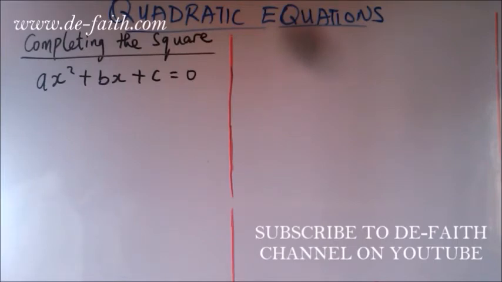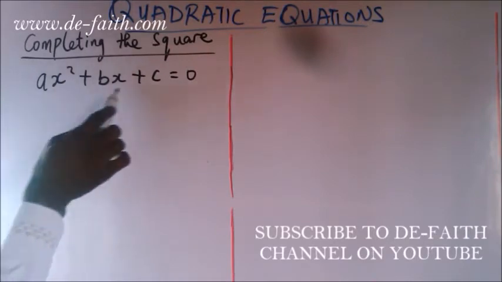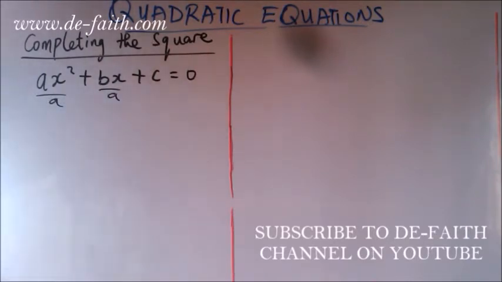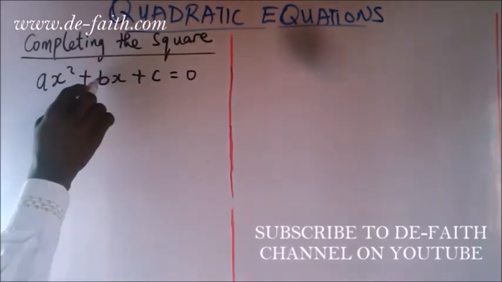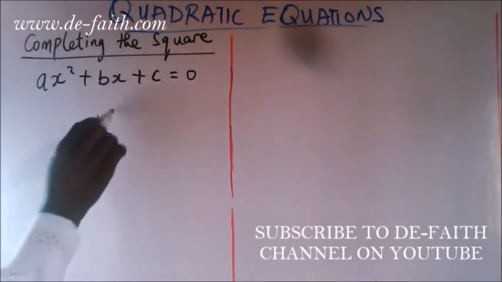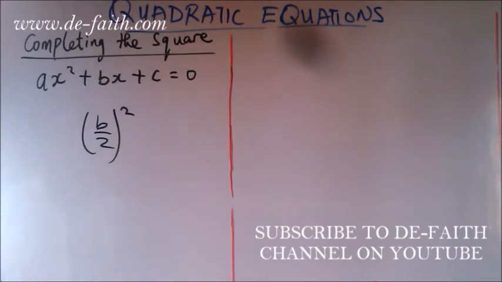Now, if it is a number more than 1, then what we may need to do is to divide through by this a. That is, divide this by a, divide this by a. That's if it is more than 1. But if it is 1, you don't need to divide by a. Next is the coefficient of x here, which is b. You divide the coefficient b by 2. Okay, b over 2. And then you will square this b over 2, and then you will subtract it from the equation.